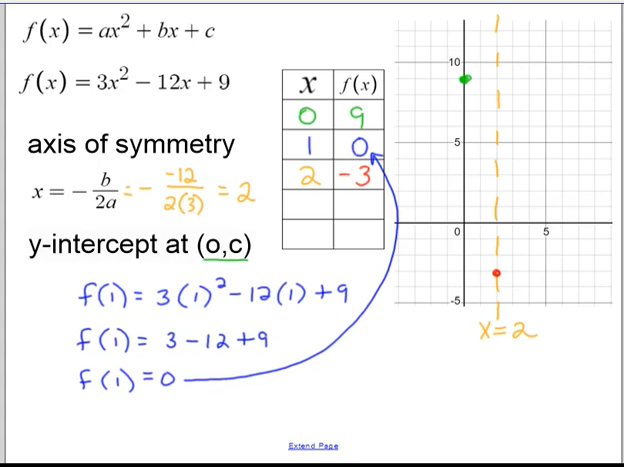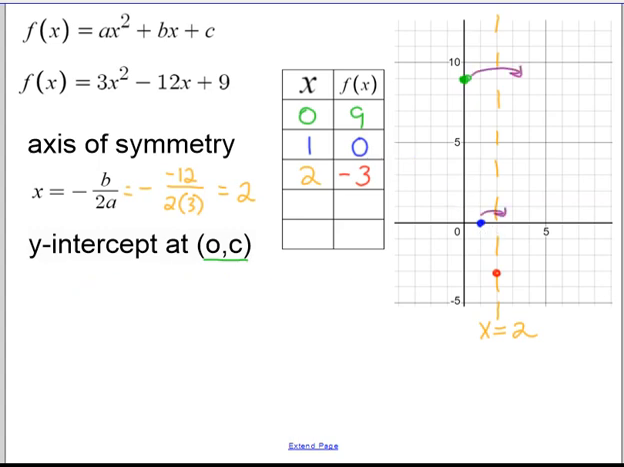So that 0 goes here, and that 0 goes here. And then I can take this y-intercept and this x-intercept that I just found and reflect them to the other side of my axis of symmetry, right there and right there. I'm going to fill those into my table, 3, 0, and 4, 9, and draw the parabola.